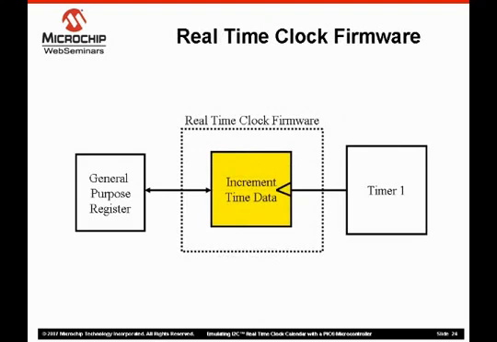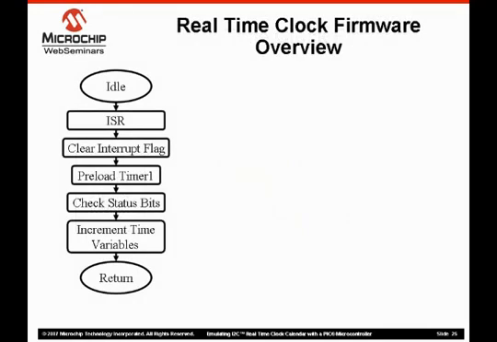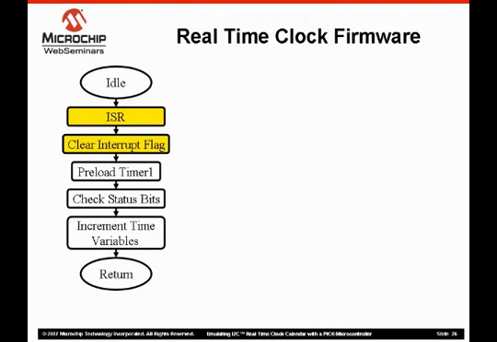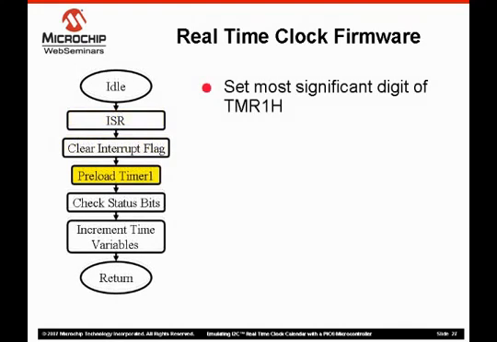So now that we have discussed the timer 1 and general purpose register details, the next step is to use these to update our time data properly. This is an overview of the real-time clock firmware. All of the time updates occur in the ISR. Therefore, the first step that we must take when we get a timer 1 interrupt is to clear the timer 1 flag. Next, we preload the timer by setting the most significant digit of timer 1. This ensures that the next rollover/interrupt of timer 1 will occur in 1 second.